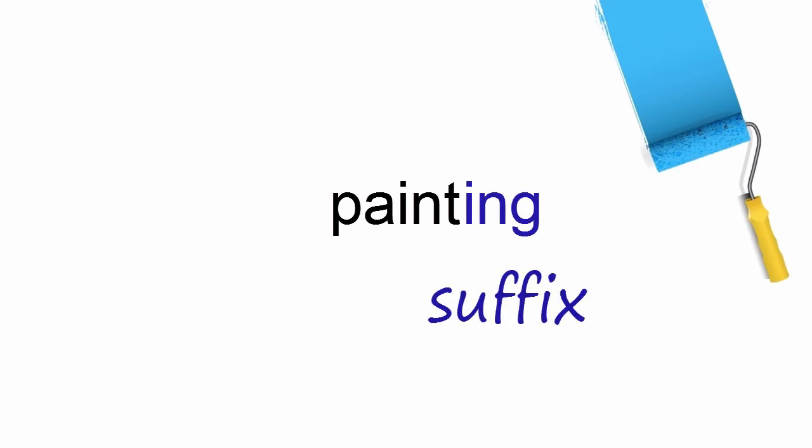Re appears before the root word. It is a prefix, and in this case indicates the action of painting is being repeated. Ing appears after the root word. Ing is the suffix that alerts us that the action of painting is taking place. Recognizing the prefix and suffix of this seemingly complex word makes it much easier to understand.